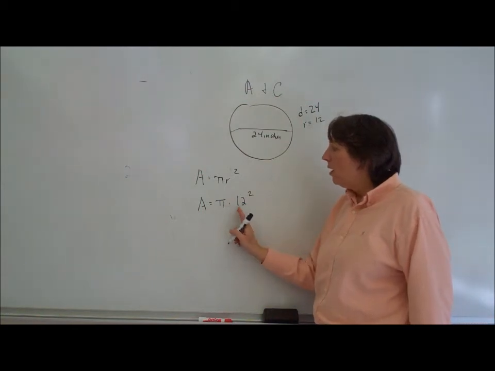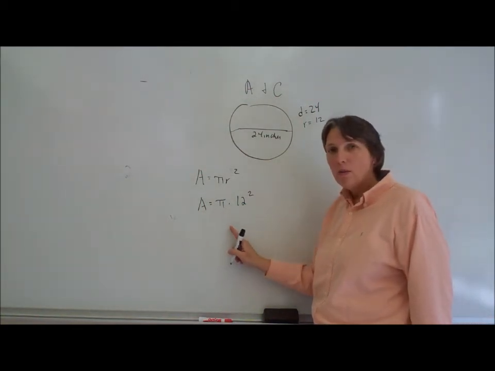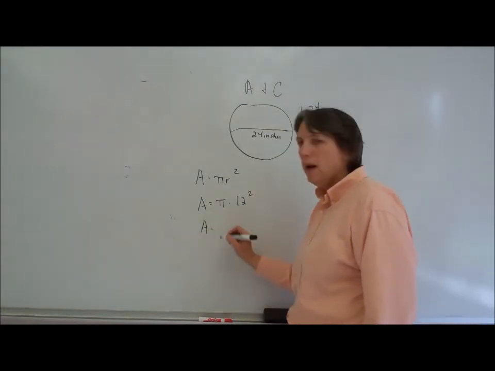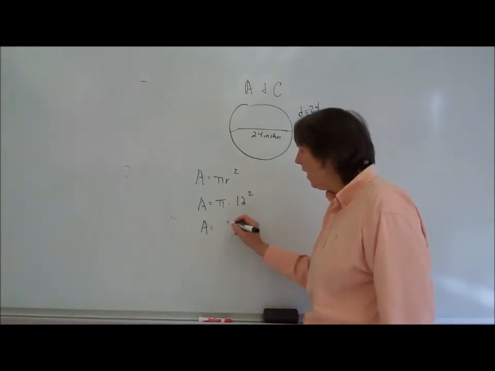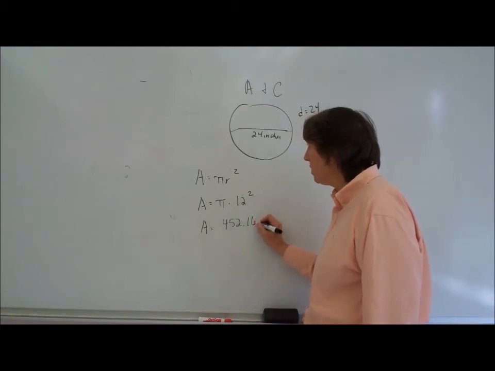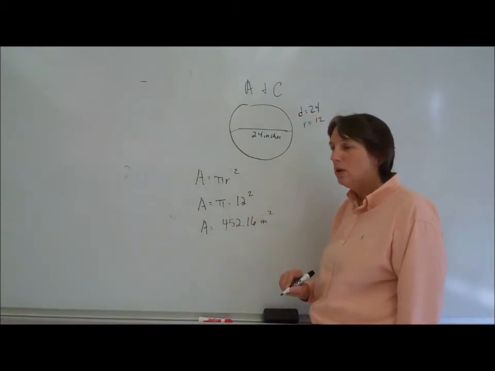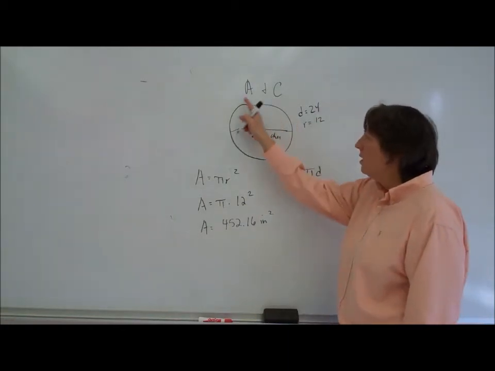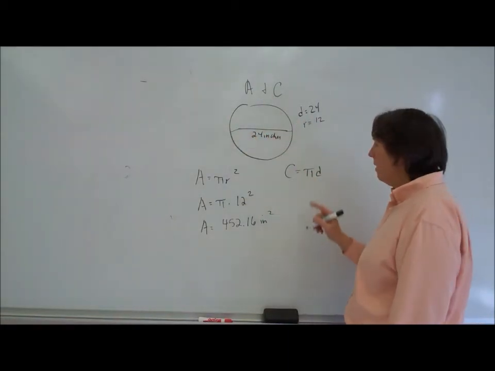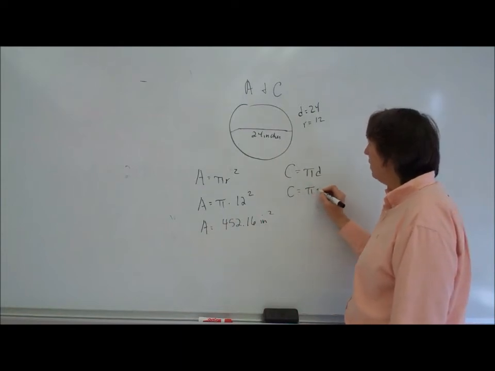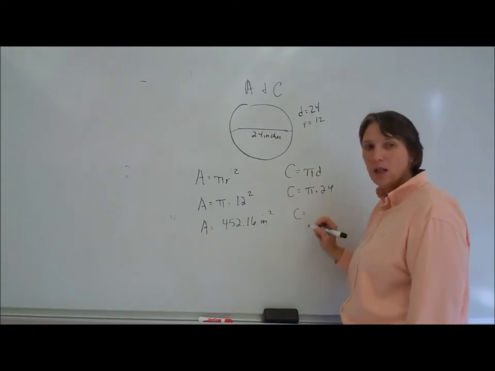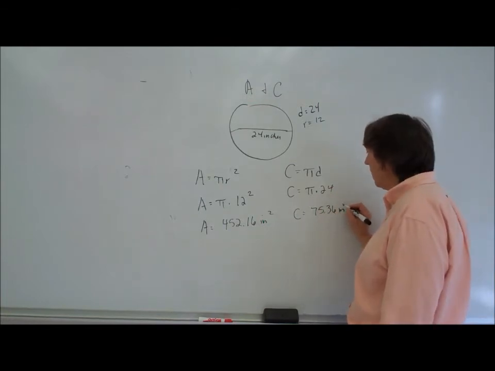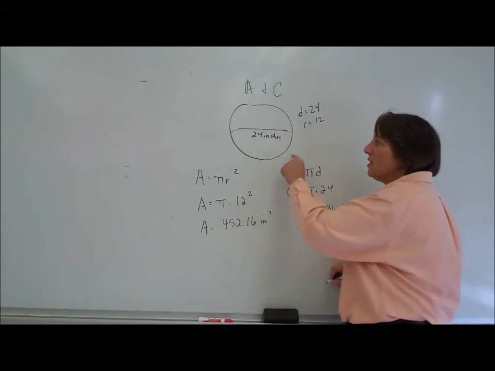Again, you can say another step of pi times 144, or you can simply plug that into your calculator right away and you'll come out with A equals 452.16 inches squared. Now circumference is pi d, and that is the distance around the circle. So we have C equals pi times 24, C equals 75.36 inches. It is not squared because it is a distance.